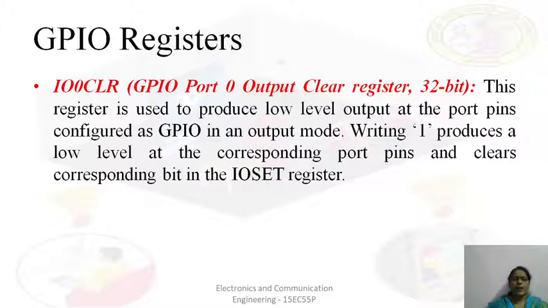The next one, IO0CLR, that is the GPIO port 0 output clear register, 32 bit in size. This register is used to produce a low level, that is logic 0 output, at the port pins configured as a GPIO in an output mode. So writing 1 produces a low level at the corresponding port pins, and also it clears the corresponding bit in the IOSET register. So these three registers we are going to use in our next program.